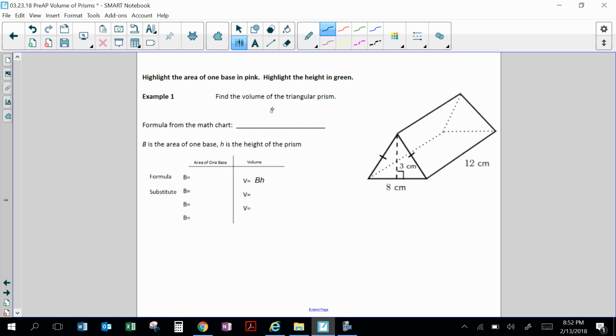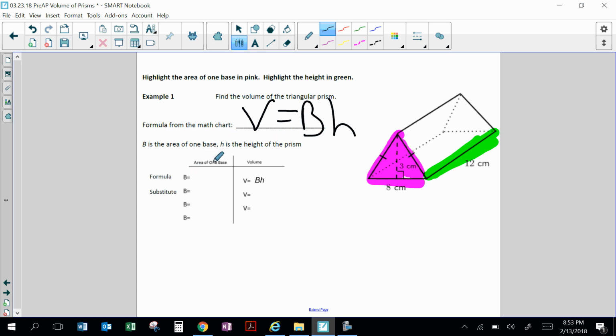So first of all, highlight the area of one base in pink. So I'm going to highlight this one. Again, it's on its side. Highlight the height in green. The height is green. Again, the height connects the two bases. Formula from the math chart. So to find a volume, this is V equal capital BH. B is the area of one base. H is the height of the prism.